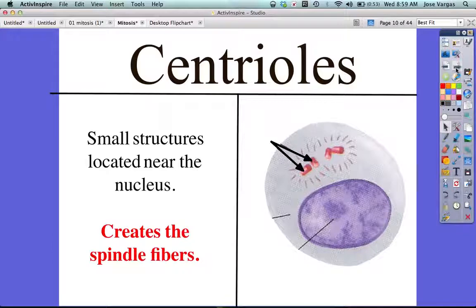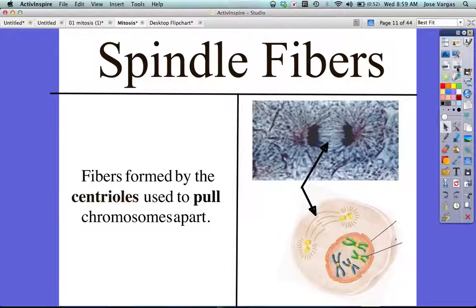Okay, the centrioles are small structures located outside the nucleus but near the nucleus, and they create the spindle fibers. The spindle fibers are fibers formed by the centrioles, and they're going to start pulling the chromosomes apart whenever this is ready. So here are these centrioles, the star-looking shapes. And these fiber-looking things are the spindle fibers. These fibers are the ones that are going to start pulling the chromosomes apart when this is ready.